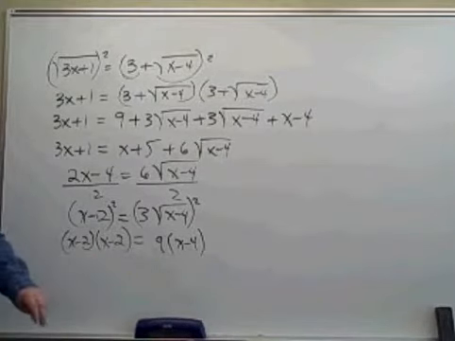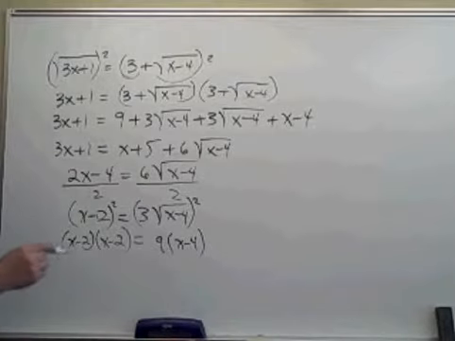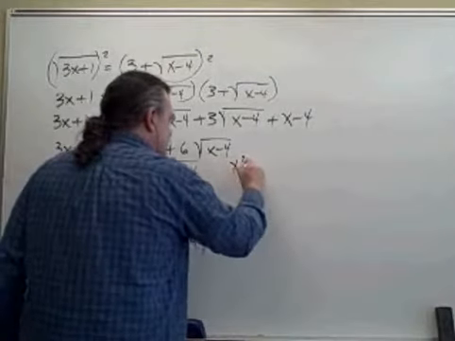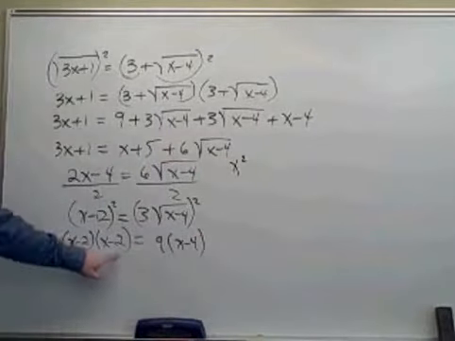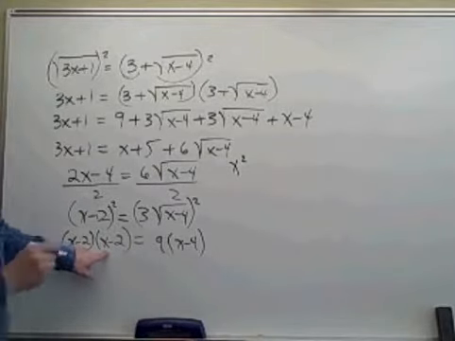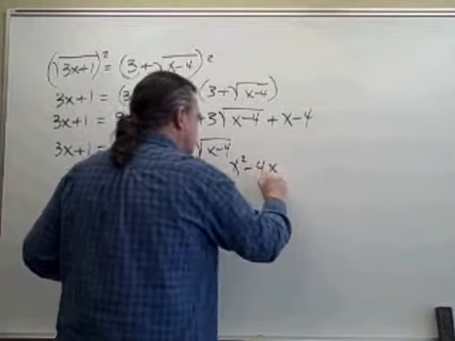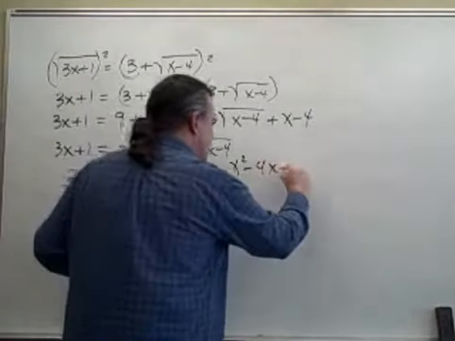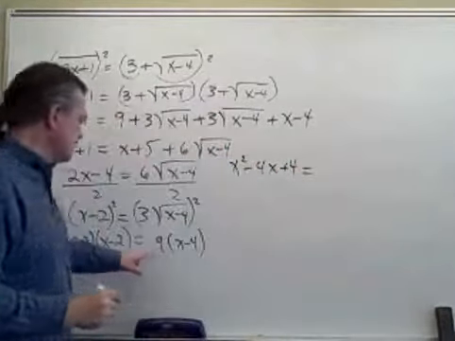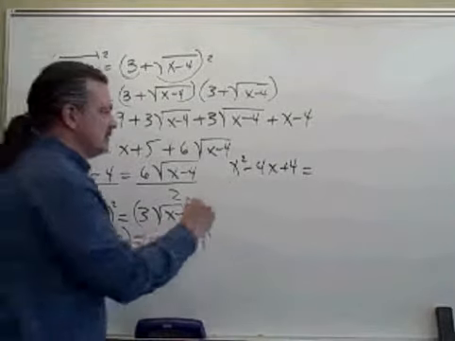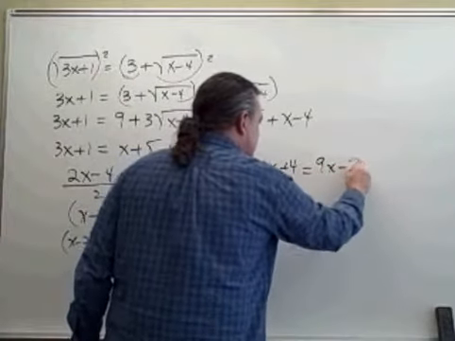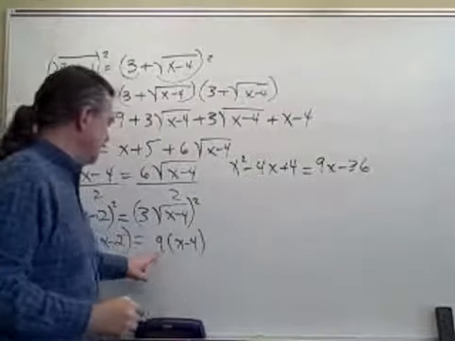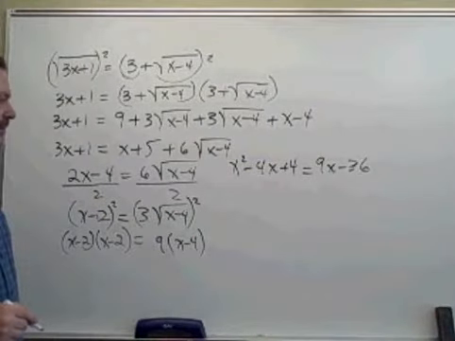So x minus 2 times x minus 2, that's going to give us x squared. Minus 2x more is minus 4x. Minus 2 times minus 2 is plus 4, equals 9x minus 36, right? 9 times 4 is 36.